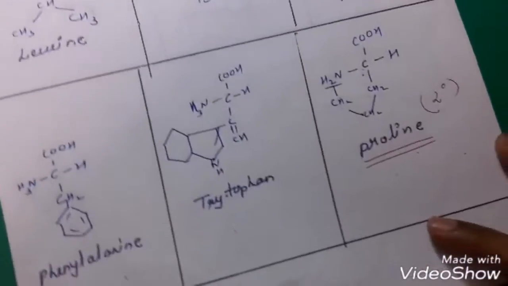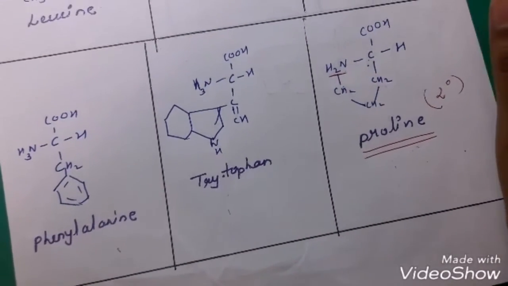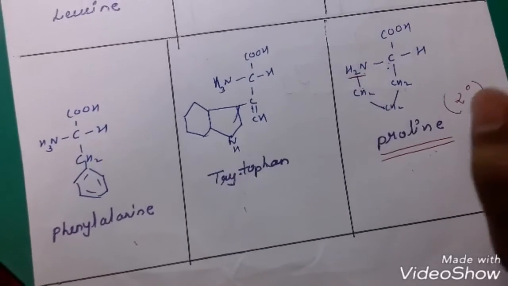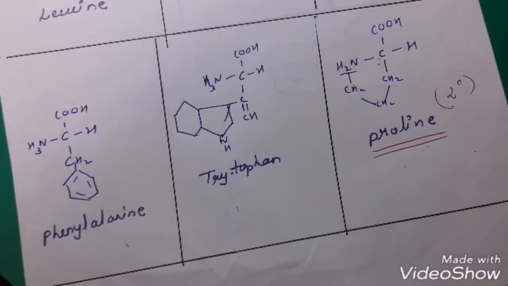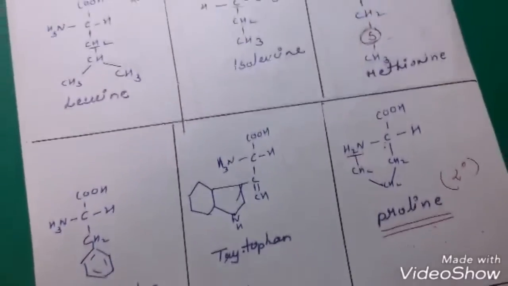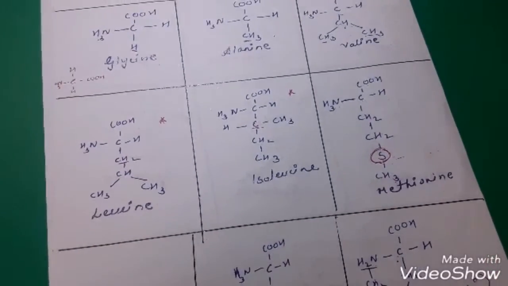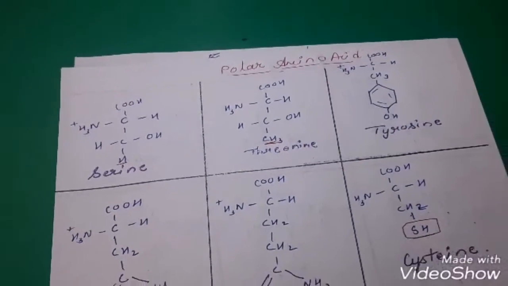And the exception which we have discussed for proline is that it is the only amino acid which has a secondary amino group in it. The rest of the amino acids have a primary amino group in them. Okay, so if you want to see it, you can just pause the video and take a screenshot. Okay, next we saw polar amino acids.